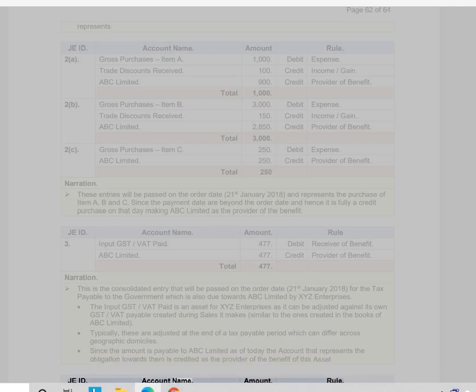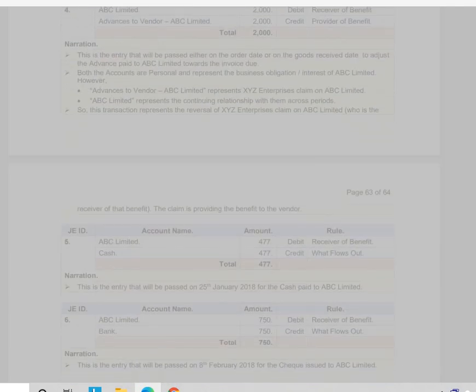JEID, account name, amount, rule. 4. ABC Limited, 2000, debit receiver of benefit. Advances to Vendor, ABC Limited, 2000, credit provider of benefit. Total 2000. Narration. This is the entry that will be passed either on the order date or on the goods received date to adjust the advance paid to ABC Limited towards the invoice due.